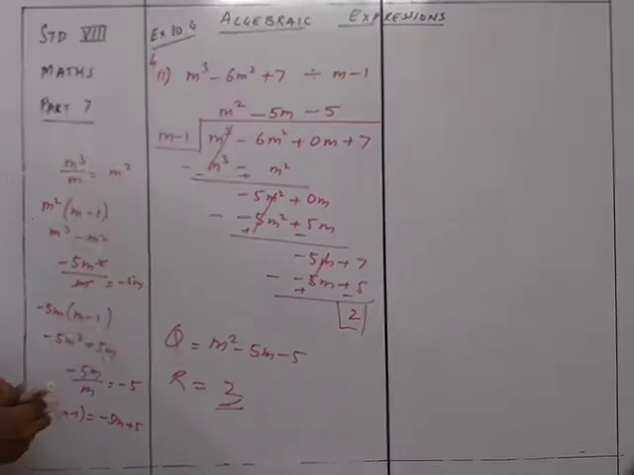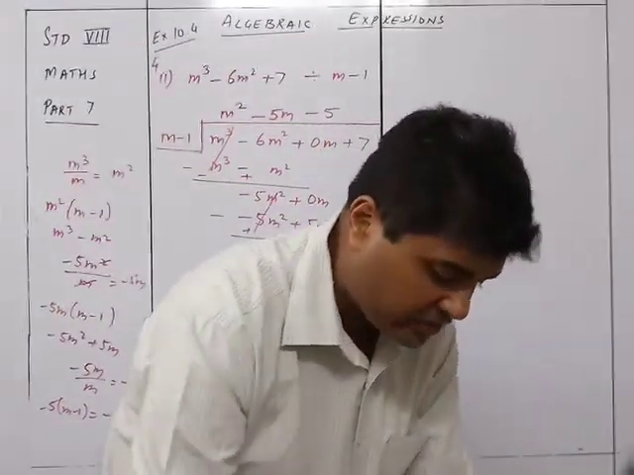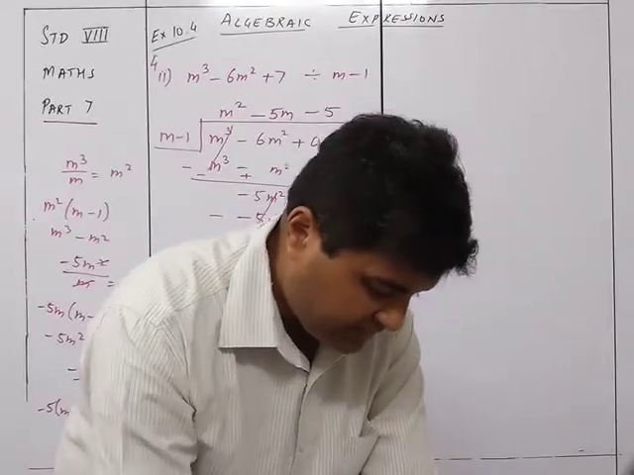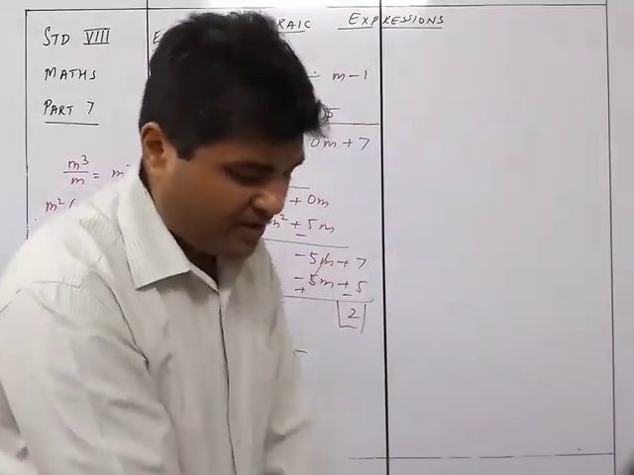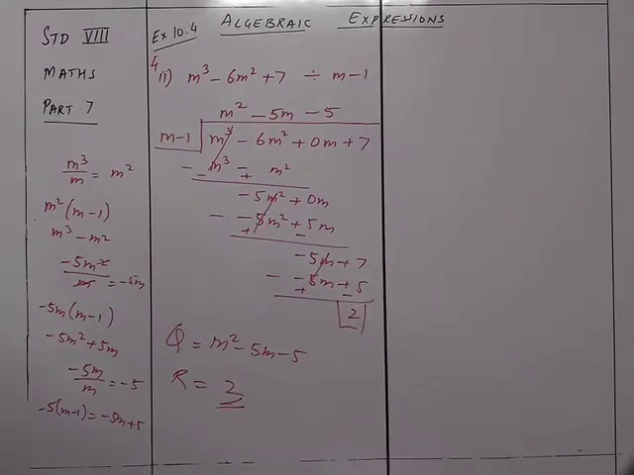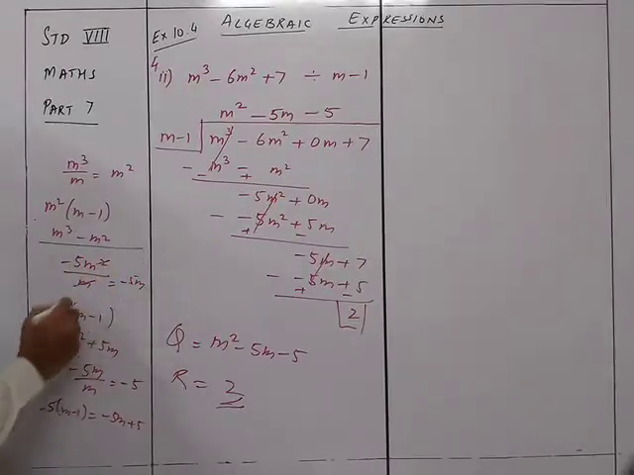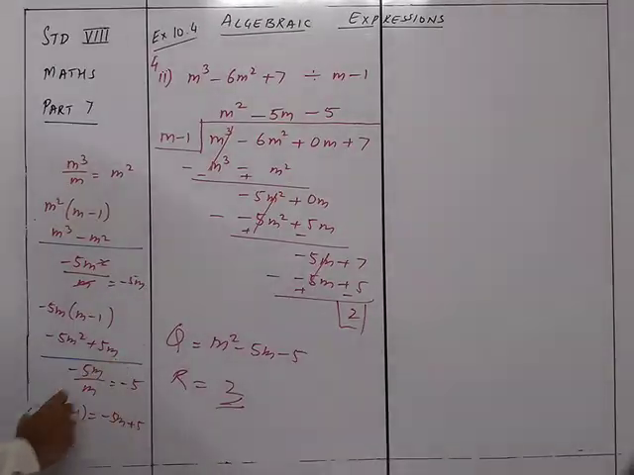This is when you divide over here as per question number 4: m square minus 5m minus 5, remainder 2. I hope you are completely clear about this fact. This is the first part, then the second part and the third part.